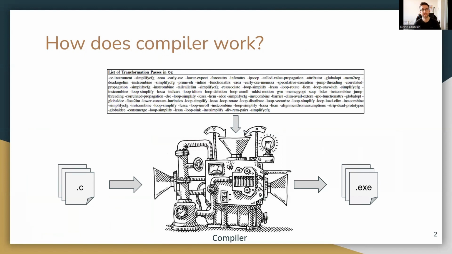The first question is, how does a compiler work? In this example, we start from an example written in C. We give the file to the machine called a compiler, which also takes a list of optimization sequences that need to be applied to the given code and outputs an executable format. In today's presentation, we are going to see how we can predict the optimal pass list for a given input code.